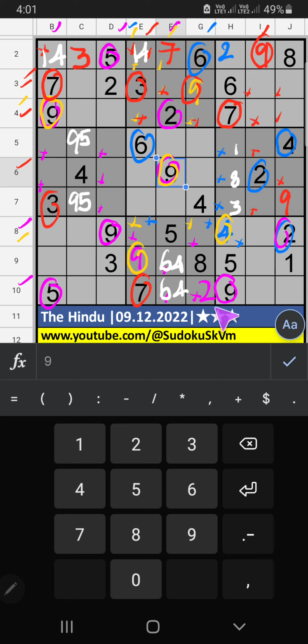Then 8th grid, 2 numbers are remaining, 1 and 3. Column E, we have 3. So 3 can't come in the cell. 3 is confirmed here. Then 1 is here. Column E, we have 1. So 1 can't come in the cell. 1 is confirmed here. Then 4 is here.